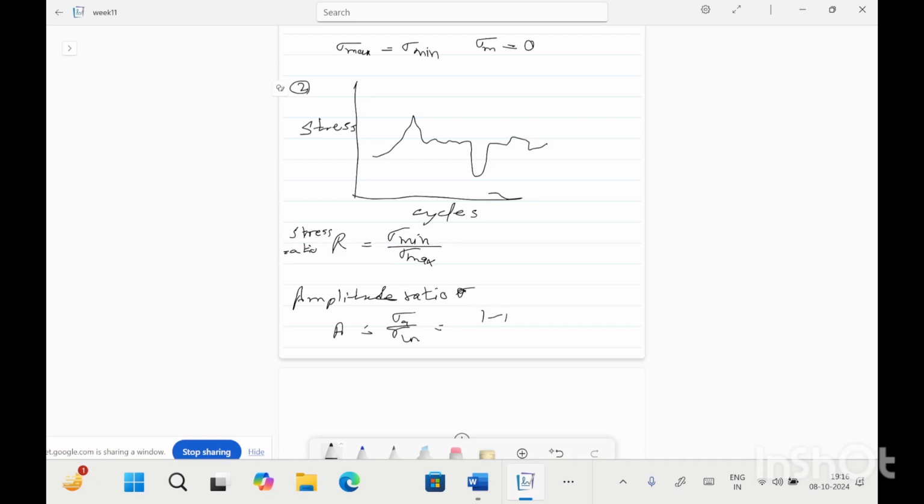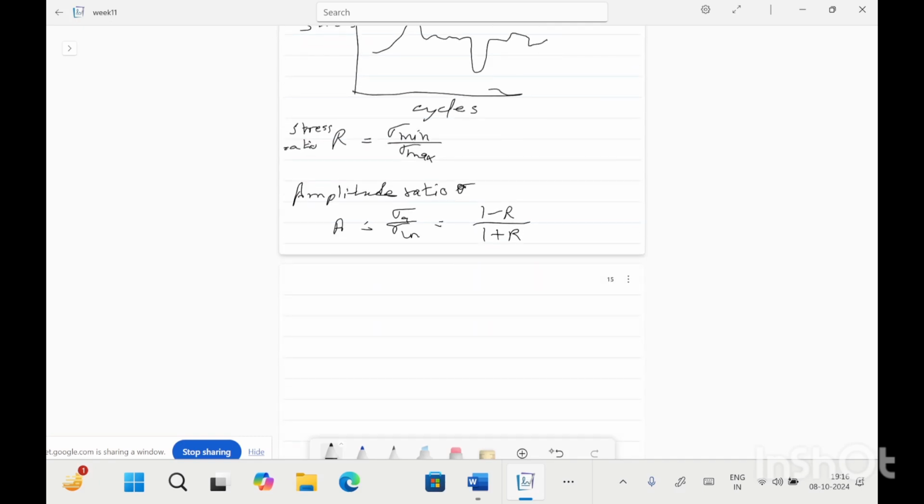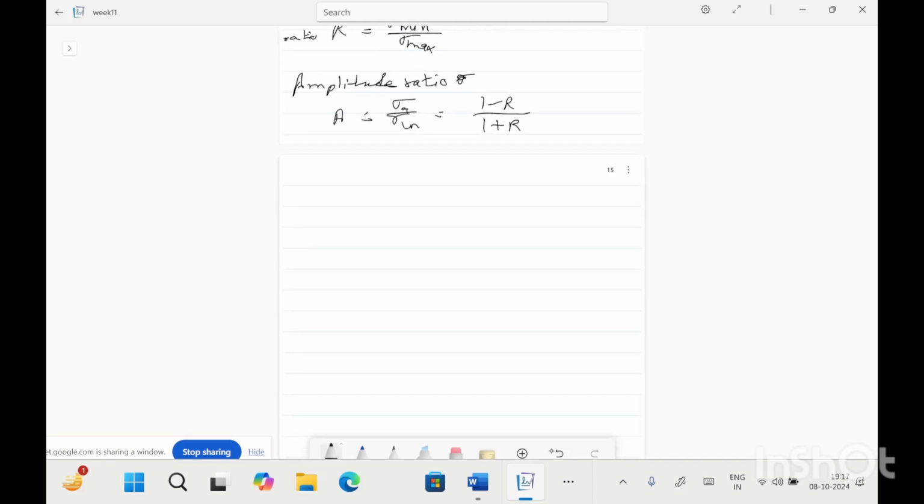Which is (1 minus R) divided by (1 plus R). So these are the two modes of cyclic loading. One is completely reversed and the second is the fluctuating load. The information we get from fatigue testing is the fatigue limit or endurance limit.